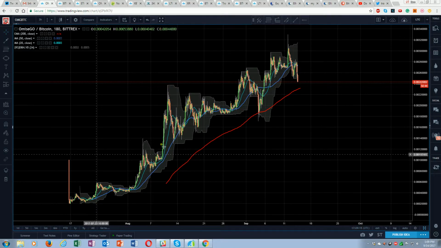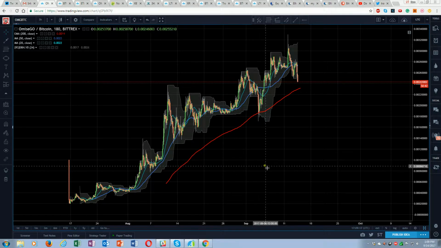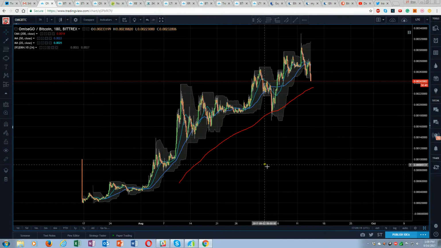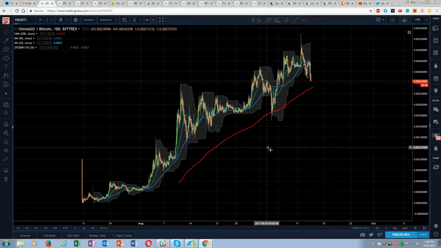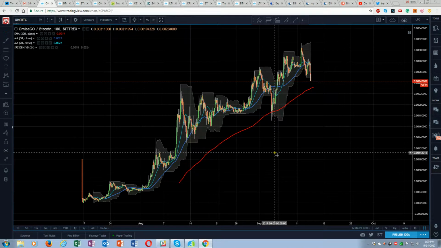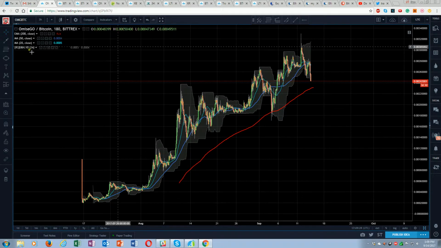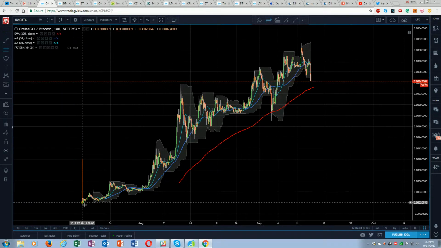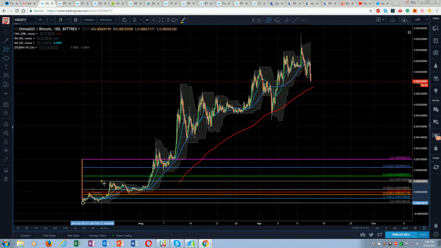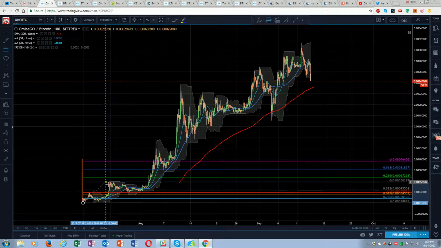So now this is OMiseGo against Bitcoin, so we don't have a lot of data here. Again, the approach is always the same. We're looking for relationships between these swings. So, of course, the first thing I would do is grab the fib tool, and I'd go down to the lowest low that I can find and start drawing up and see how we look on the way up.